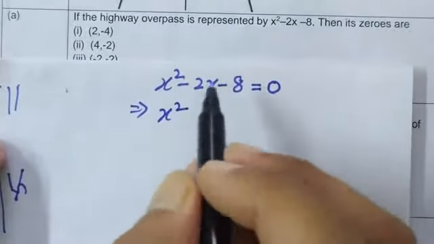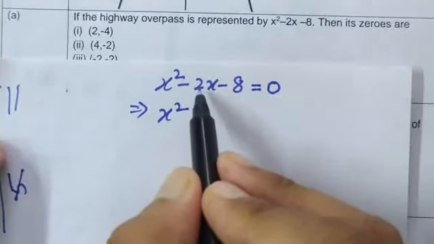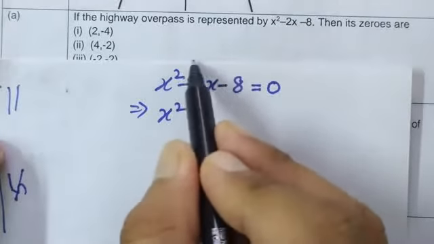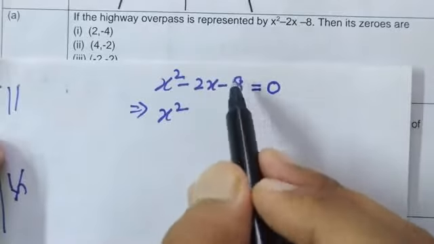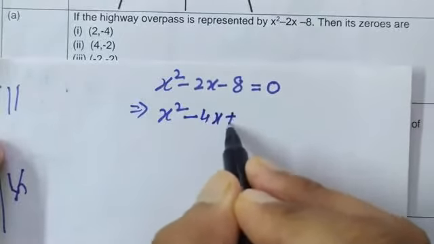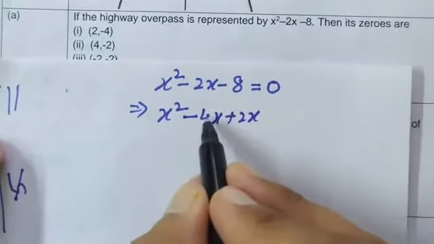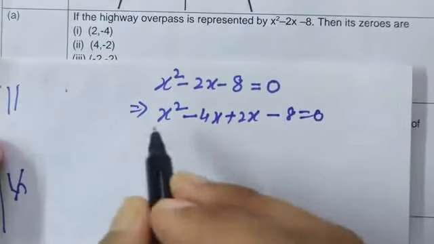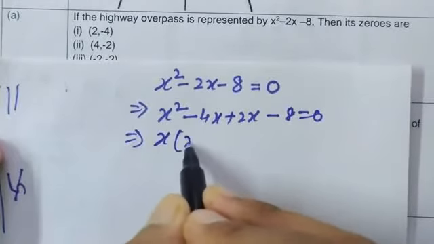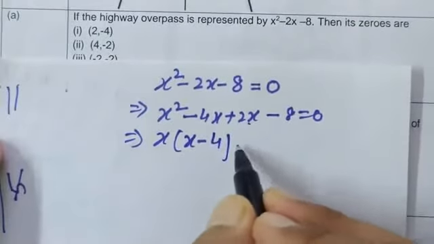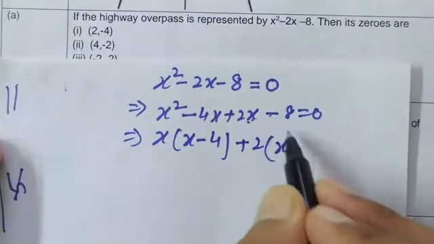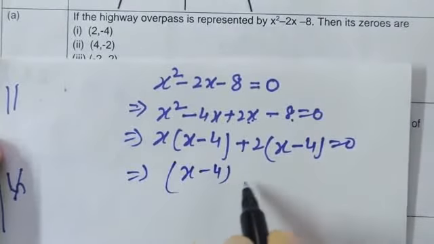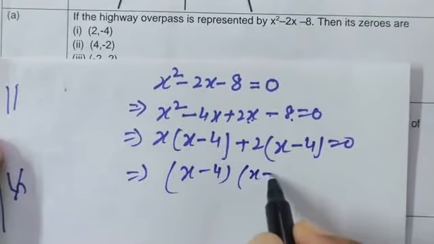Now we split minus 2x in such a way that the sum of the two parts should be minus 2x, but their product should be minus 8x square. So that will be minus 4x plus 2x. Their sum is minus 2x only, and if I multiply these two, minus 8x square comes. From the first two, x is taken common, so x minus 4 is left. From the last two, plus 2 is taken common, so x minus 4 is left. So from here x minus 4 is taken common, and x plus 2 is left.